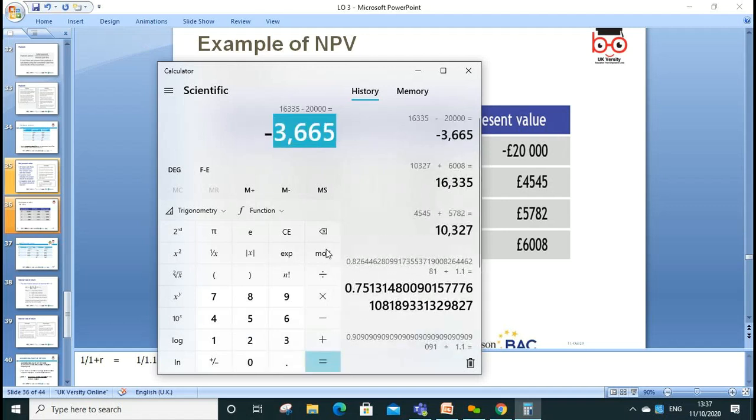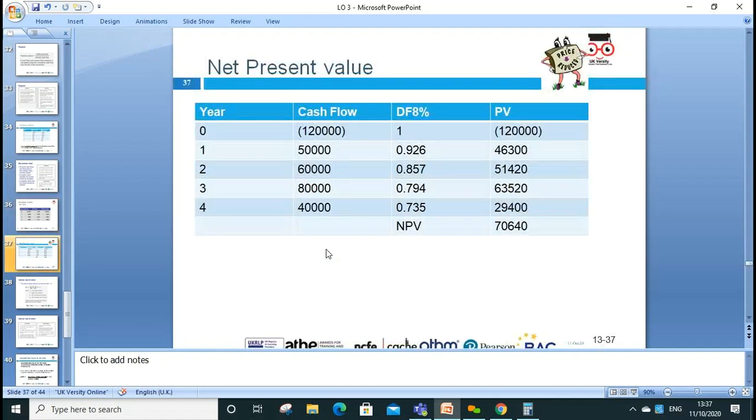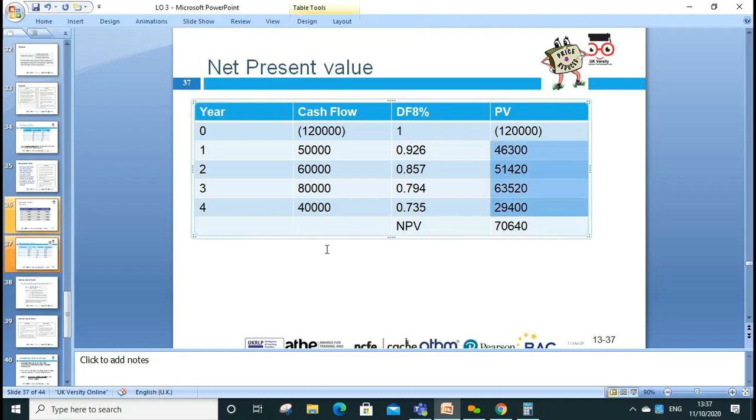The negative figure is higher than the positive figure, so we reject the project. We're not going to invest in this project because the NPV on the basis of 10% is negative. So maybe you can reduce the factor to 8% or 5% based on the inflation, or if you deposit money in the bank. If you look at 8%, you will see another example.